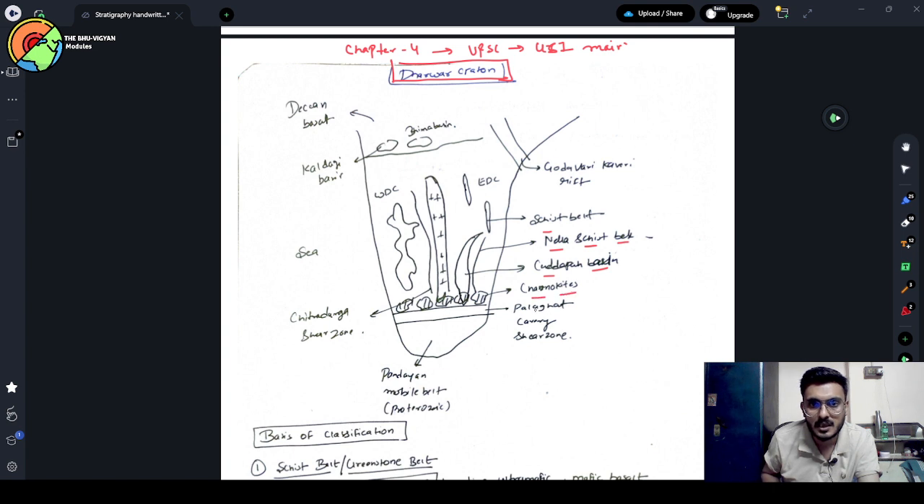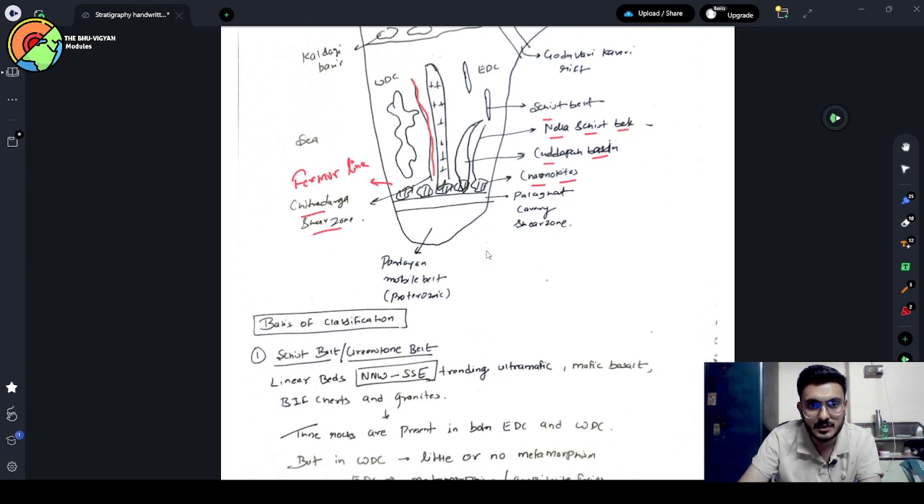Here you can see the charnockites, and this is the Palghat-Kaveri shear zone. And here lies our Pandyan mobile belt. And here the Fermor line is also present, which is not mentioned in this diagram. This one here is known as the Chitradurga shear zone. So this is a general diagram of the southern part of India.